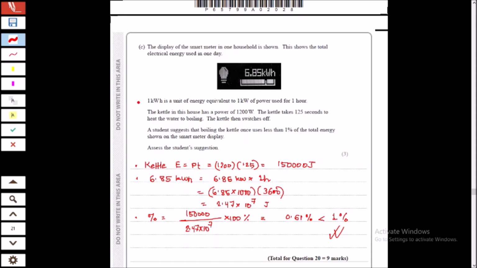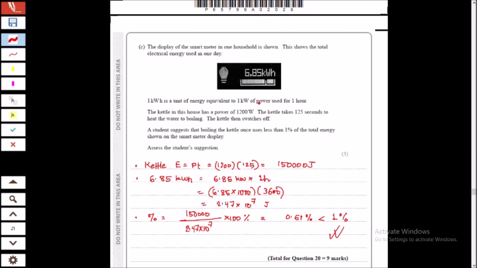Take a moment to read the question. This is the amount of energy that is used in one day. The student says that if we heat one kettle of water just once, then we use less than 1% of the total daily consumption. So let us see how much energy is used to boil a kettle of water.